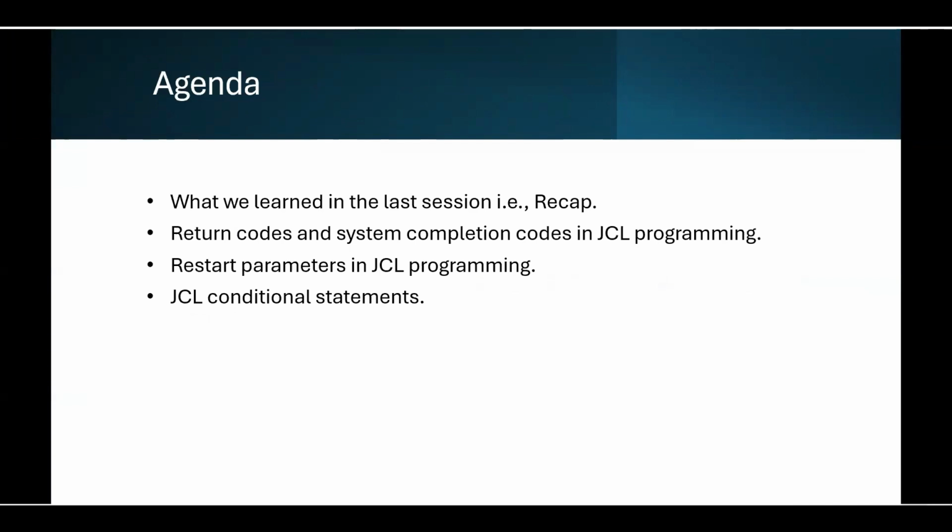First we will be deep diving into what we have learned in the last session, so it will be a recap session. After that, we will be discussing the return codes and system completion codes available in JCL programming. Whenever you submit a job, you get a message on your screen. If your job executes successfully, you get the return code as 0 and sometimes 4, and if your job is not completed successfully, you get a return code of 8, 12, 16, or another value. So that is regarding the return code.